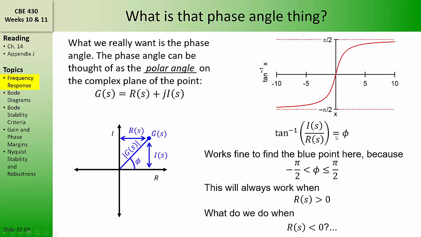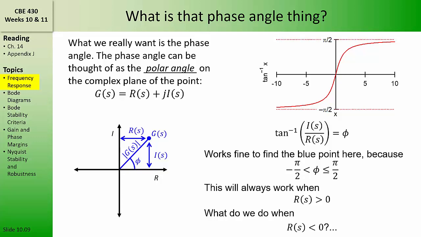What we really want is the phase angle, and the phase angle can be thought of as the polar angle on the complex plane of the point r of s and j I of s. That is, it is the angle made by the real axis and the line connecting the point in the complex plane with the origin. Calculating the phase angle using the arctangent of I over r works fine for calculating the phase angle of the blue point shown in this plot. And that's because the point lies in the first quadrant, where both I and r are positive.